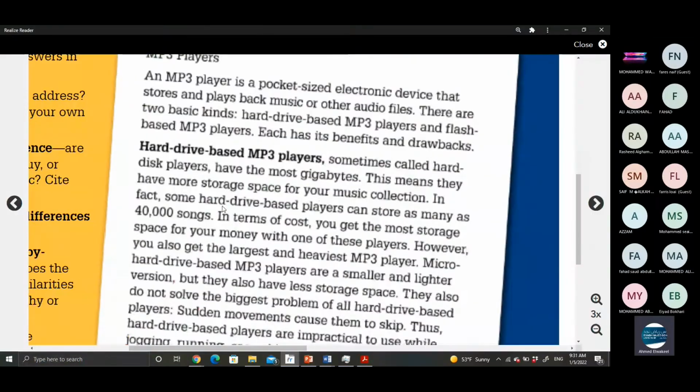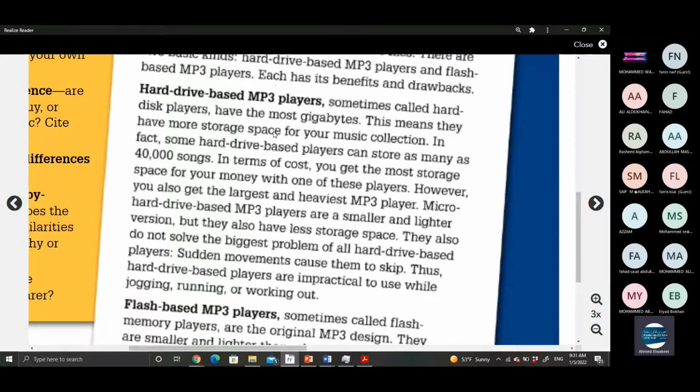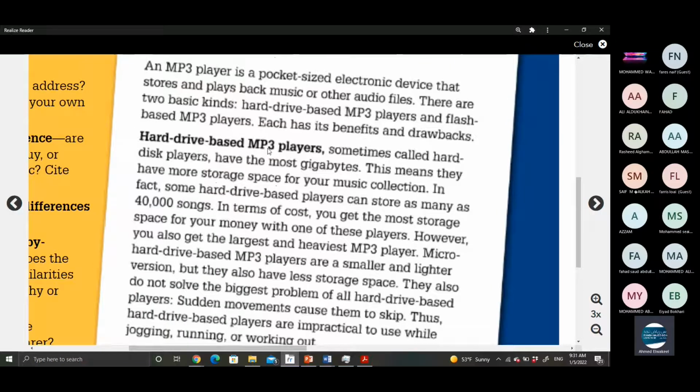Continue. And of course, now we have two kinds of it: the hard drive one, and the other one is the flash based one.